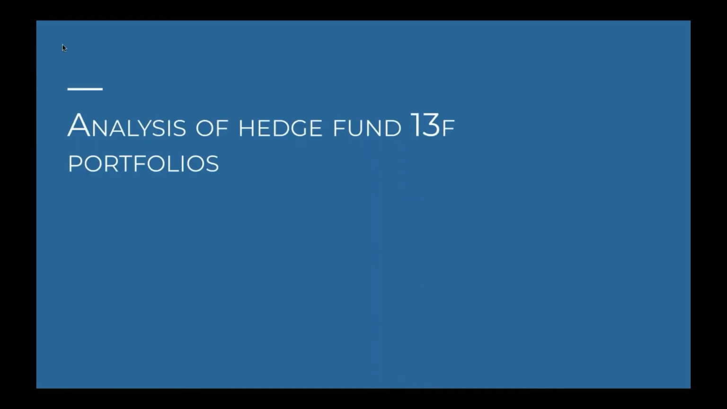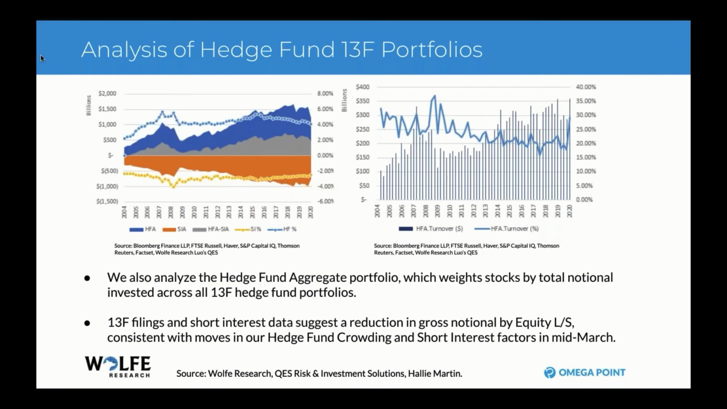We're now going to move on to the analysis of hedge fund 13F portfolios via the Omega Point platform with Wolfe's U.S. equity risk model. Another way we assess positioning of the hedge fund industry as a whole is looking at the aggregate hedge fund 13F portfolio. So instead of looking at the individual fund level, we aggregate all of these 13F portfolios and weight them by the dollars invested across the industry, and feel that that's a representative portfolio of where hedge fund positioning is, at least on a quarterly basis.